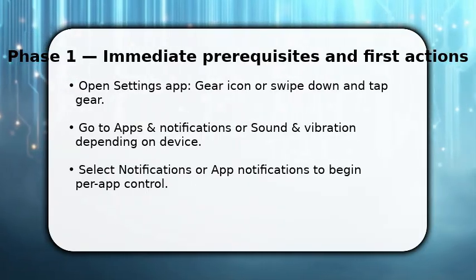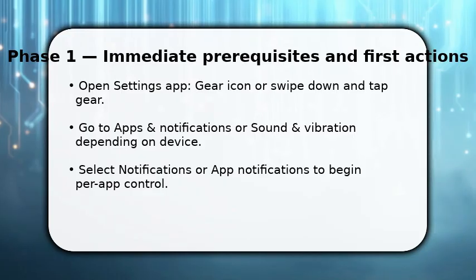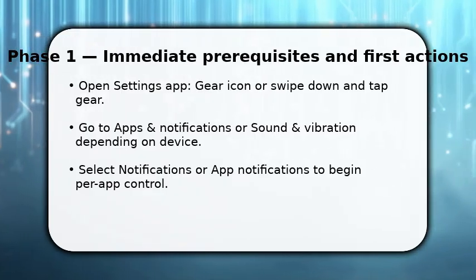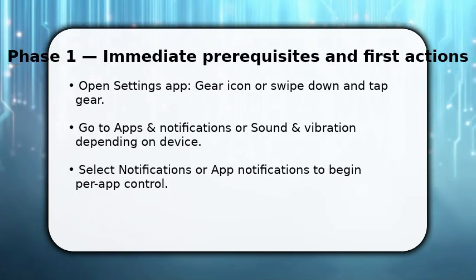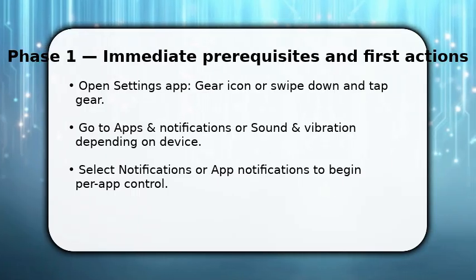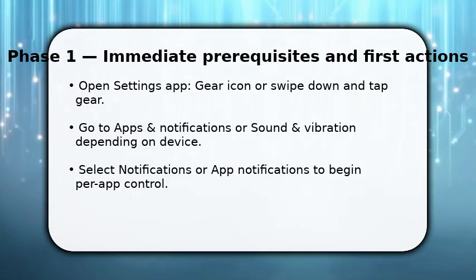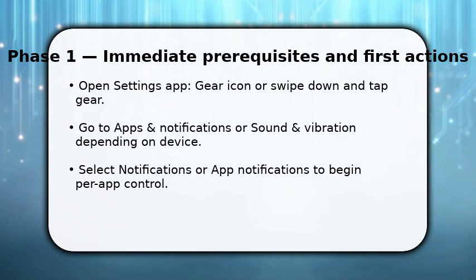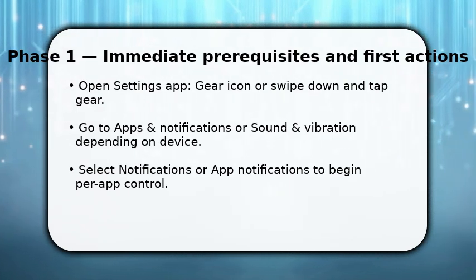Next, select Notifications, then choose the specific app you want to change. You're doing this to control visibility and size of notification elements. Make sure to use the Per App menu because system-wide tools often don't change font or icon scale. This first step points you at the precise controls you need.